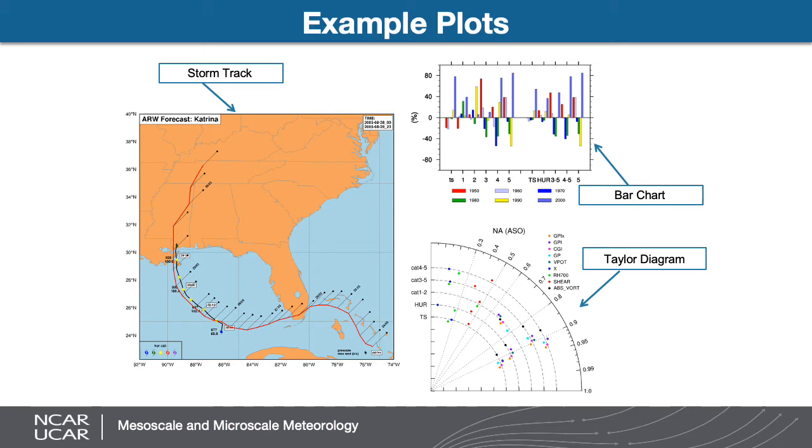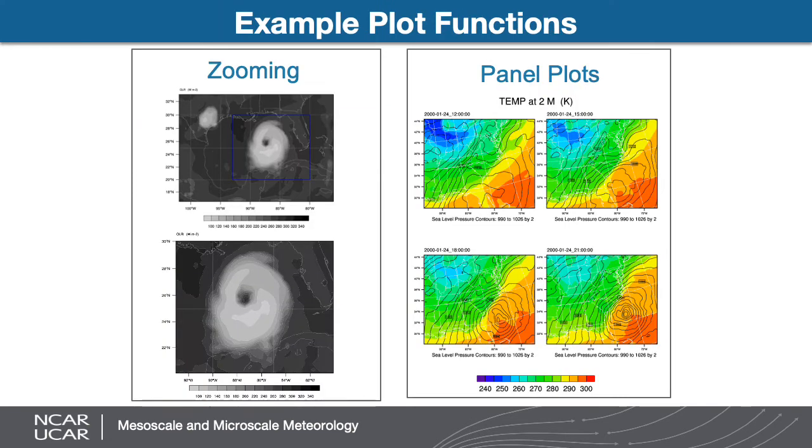A few more examples: you can easily track a storm, which I'll show later in the presentation, as long as you have the latitude and longitude markers of your track. You can also make a bar chart and a Taylor diagram. Some example plot functions are that you can zoom in on a specific feature, such as a hurricane on the left, and you can also make panel plots very easily.